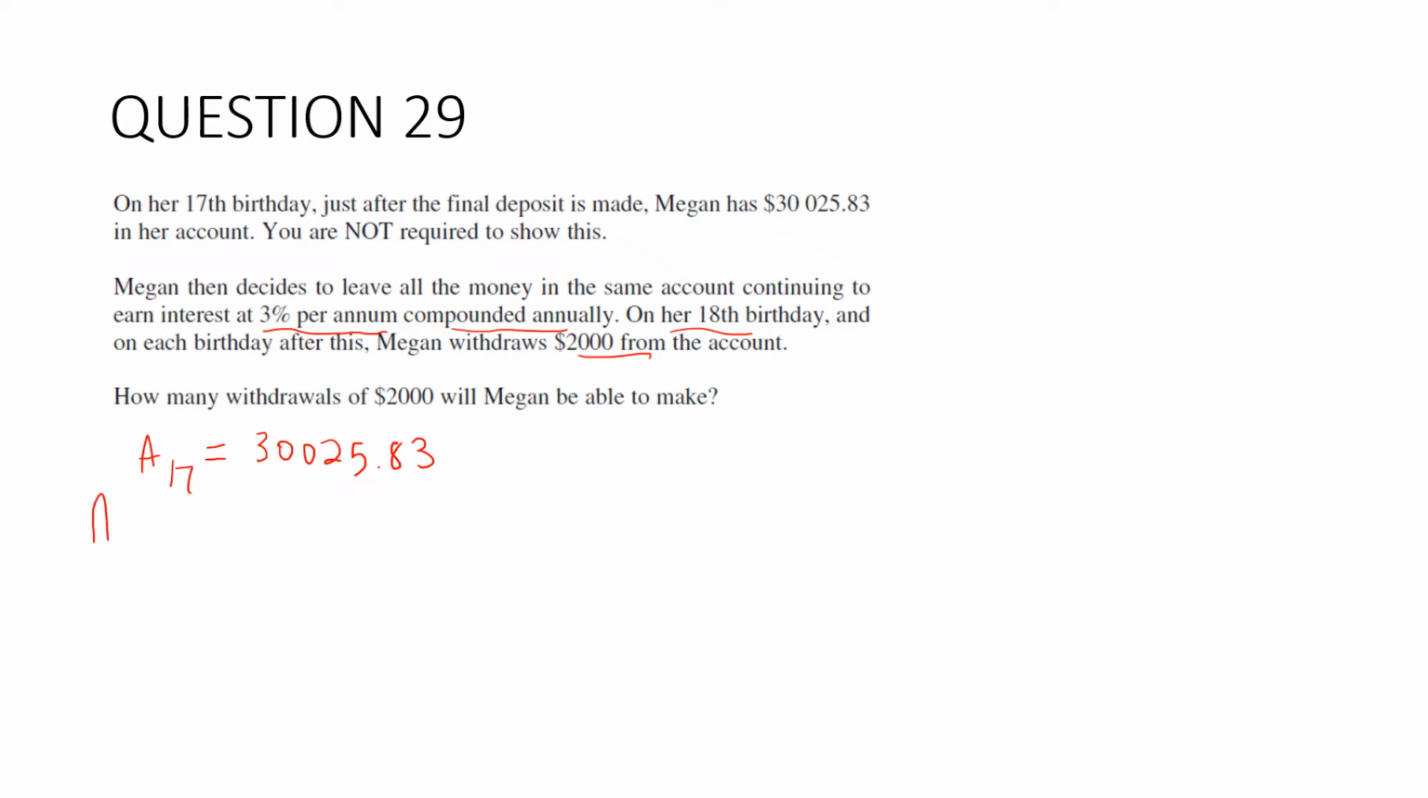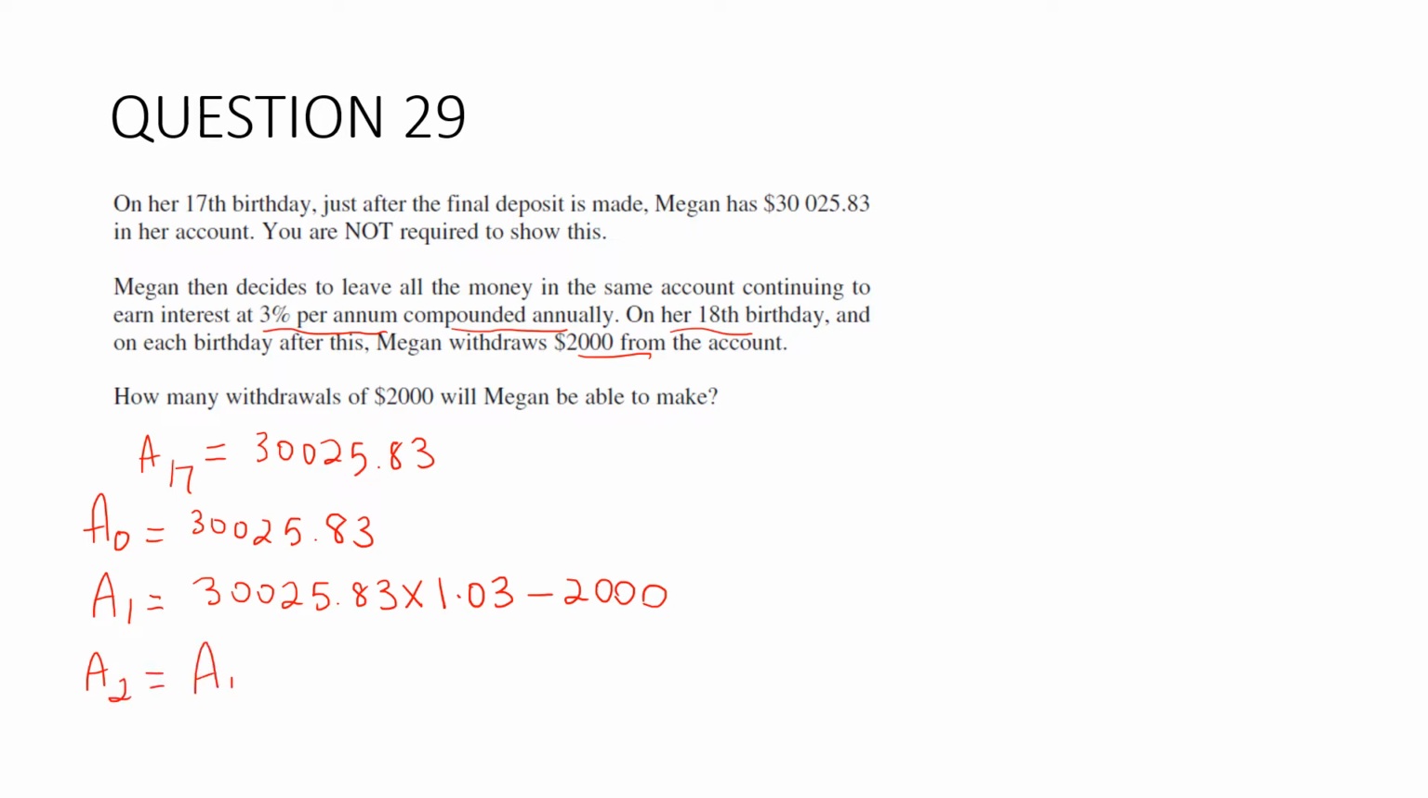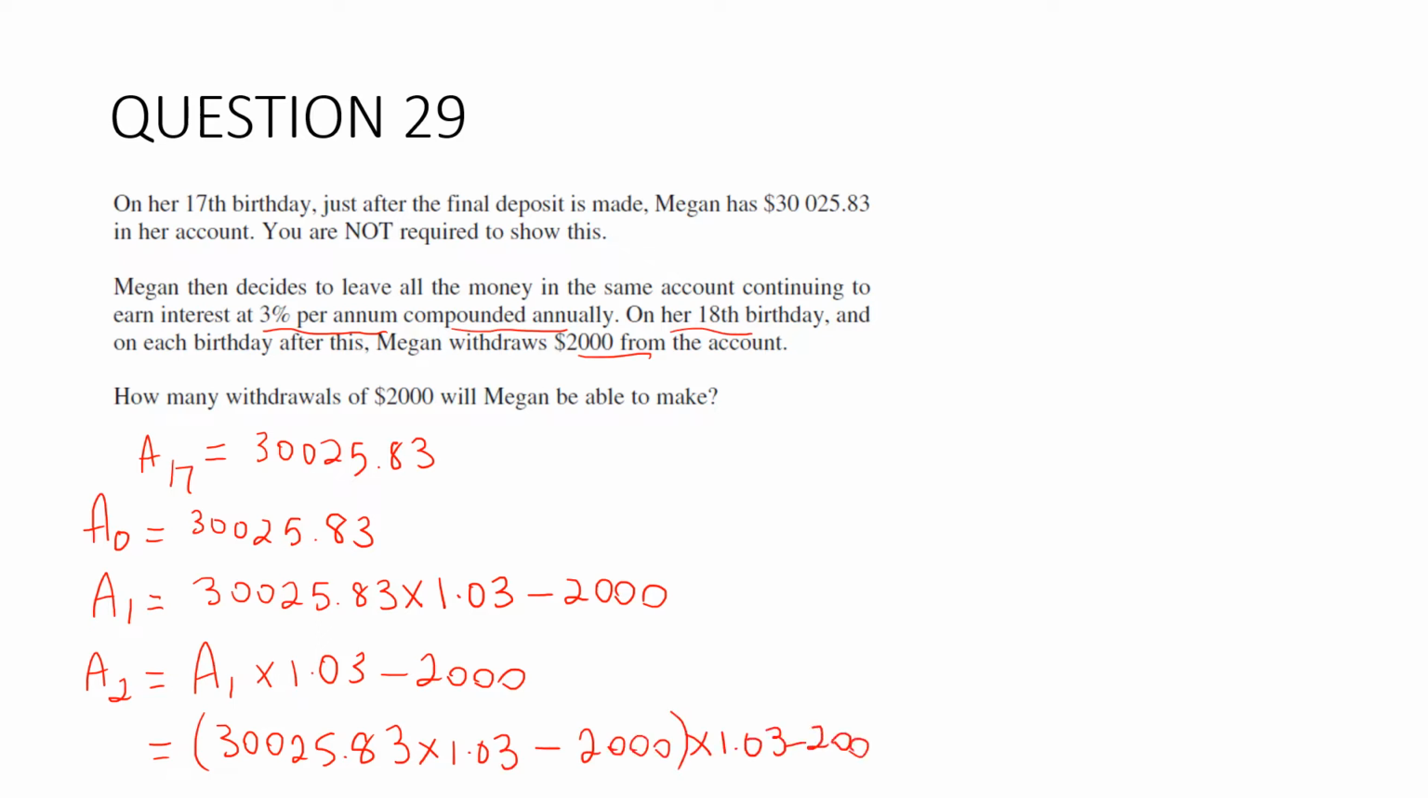Right, I'm actually going to restart this and call this A0 because we've got a new pattern here with these withdrawals. So A0 is $30,025.83. A1, 18th birthday. Take the money she has, give it some interest, and then withdraw $2,000. Now I'm not going to work this out because we need to work out what the pattern is. A2 will be whatever A1 was, multiplied by 1.03, take away 2,000, is $30,025.83 times 1.03, take 2,000, times 1.03, take 2,000.